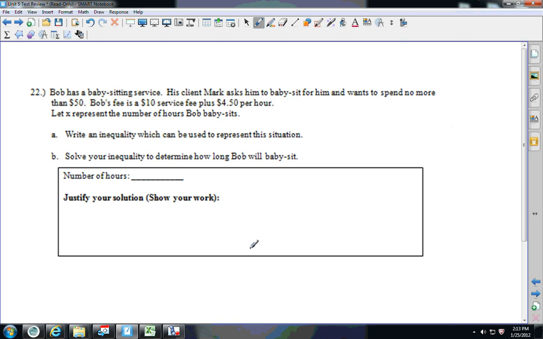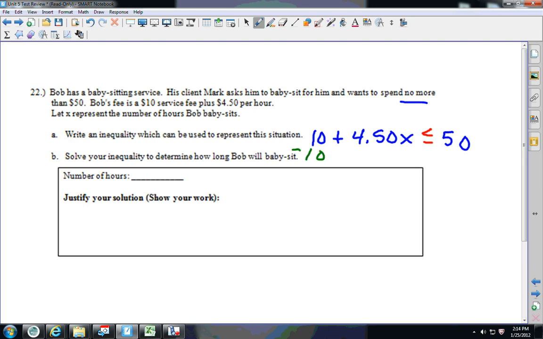The next one, Bob has a babysitting service. His client Mark asks him to babysit and wants to spend no more than $50. Bob's fee is $10 plus $4.50 per hour. To write the inequality, you have $10 plus $4.50 per hour. They wanted to use x for the number of hours. No more than means less than or equal to $50.